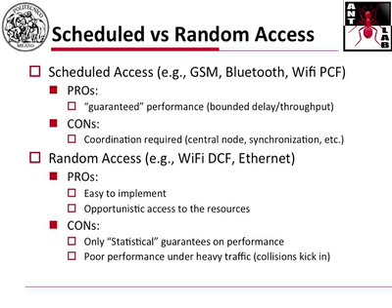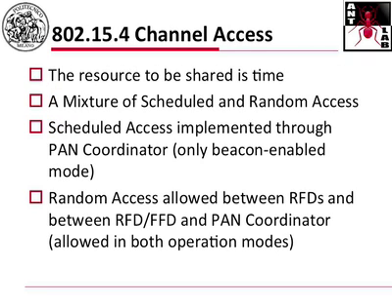Clear? So let's see what 802.15.4 does in this context. In this context, the resource that we share is a channel frequency, and each single channel is shared depending on time. So it's a time division access protocol. What 15.4 is using is actually a mixture of these two paradigms in terms of channel access, meaning scheduled and random access. The scheduled access part of this scheme is managed by the PAN coordinator. As I was saying, it's the PAN coordinator which, in beacon-enabled mode, tells all the nodes underneath when they have to talk.